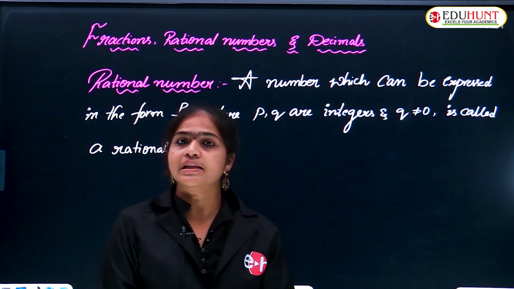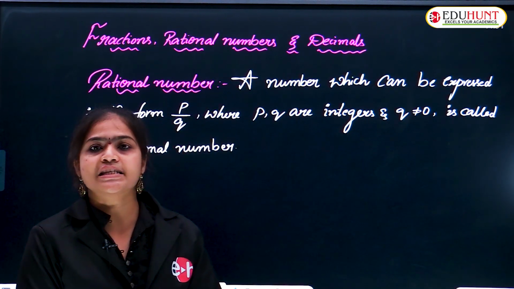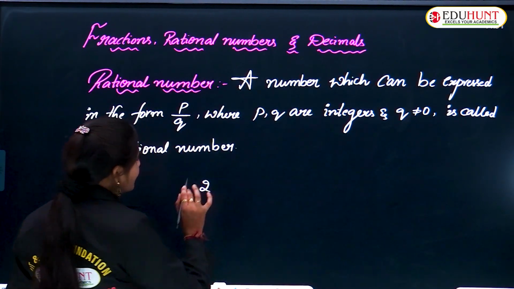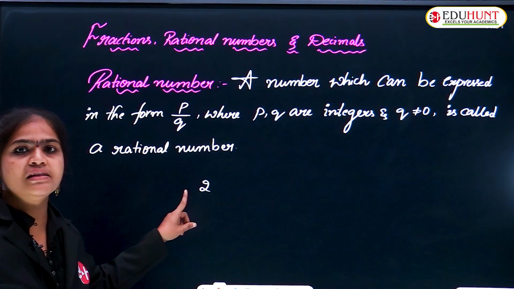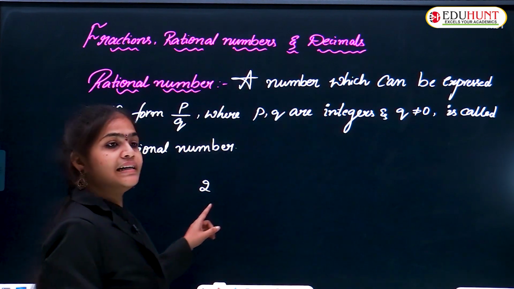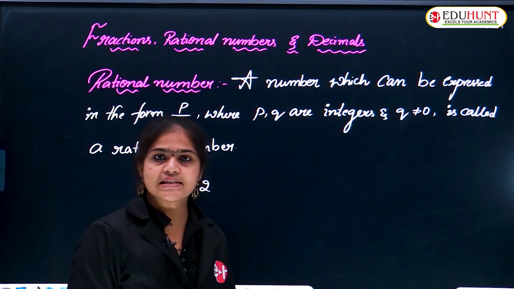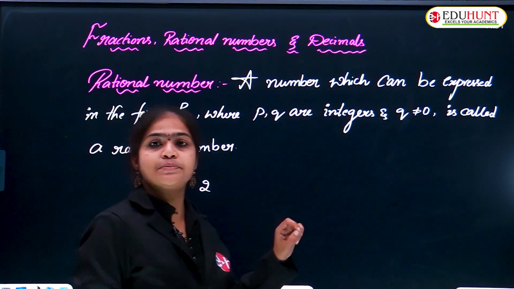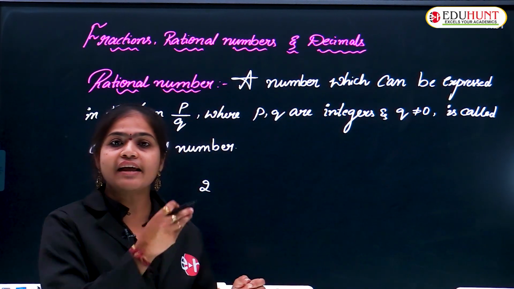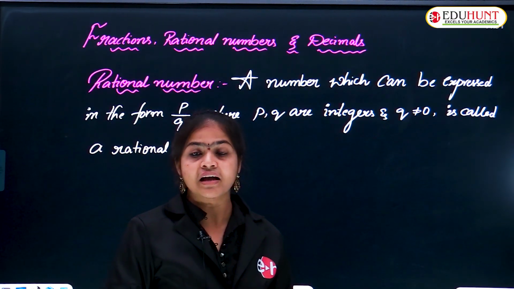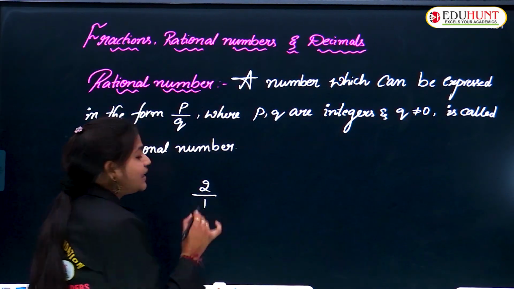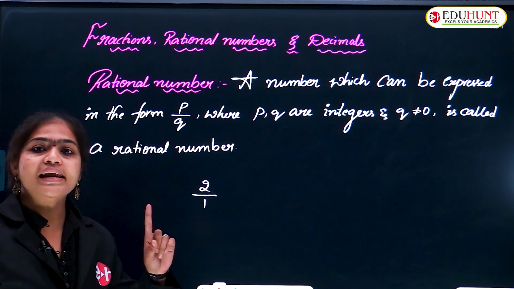Now see what the definition is. A number which can be expressed in the form of p by q. For example, what is this number? This is 2. We know that 2 is an integer. Is this integer a rational number or not? Every integer we can express in the form of p by q, so we can say that every integer is a rational number. We can write it in p by q form by writing 1 as the denominator.